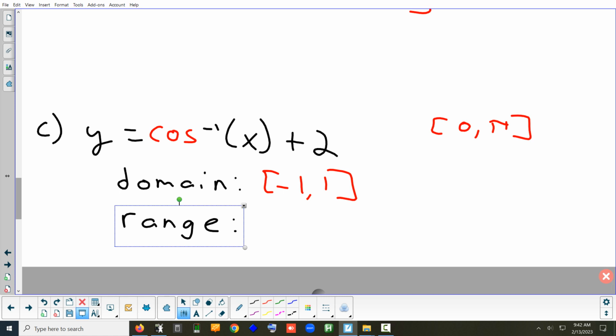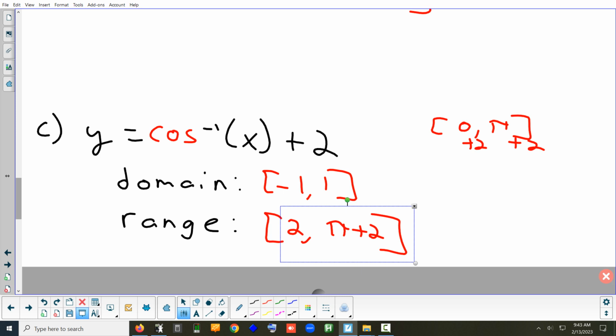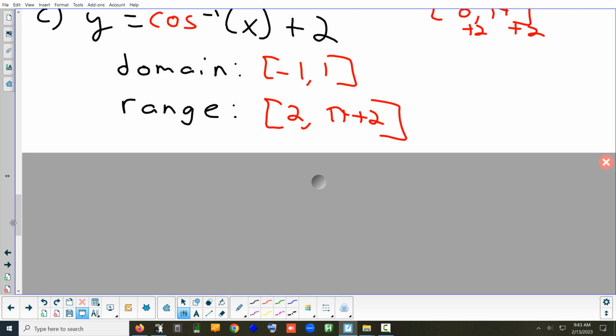And how are we shifting that range? It was 0 to pi. Yep. Up by 2. Up by 2. So my new range is going to be, just do a +2 on each of those. So instead of going 0 to pi, it's going to go 2 to pi +2. There's no reason you have to write that as a decimal. If you want to put 5.17, you could. But I'm just going to leave it as pi +2. So because of that, some of these answers come out a little messy sometimes. Any question on that?